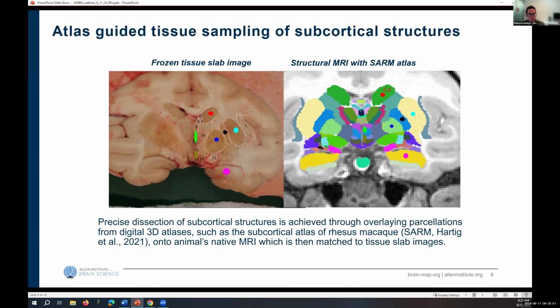of target structures. In the example that I'm showing you here, this is a rhesus macaque brain, and it has the subcortical atlas of rhesus macaque atlas parcellations overlaid onto a structural MRI that's taken from the same animal that the tissue is derived from. And that information is then matched to the structures on the tissue slab image that's shown on the left, and corresponding regions for dissection are annotated on that tissue slab image. So this basically enables us to perform accurate dissections of subcortical structures within a given tissue sample, as well as match those dissection regions across animals or across brain donors so that we can ensure that we're sampling from the same brain regions across all of the subjects included in the study.